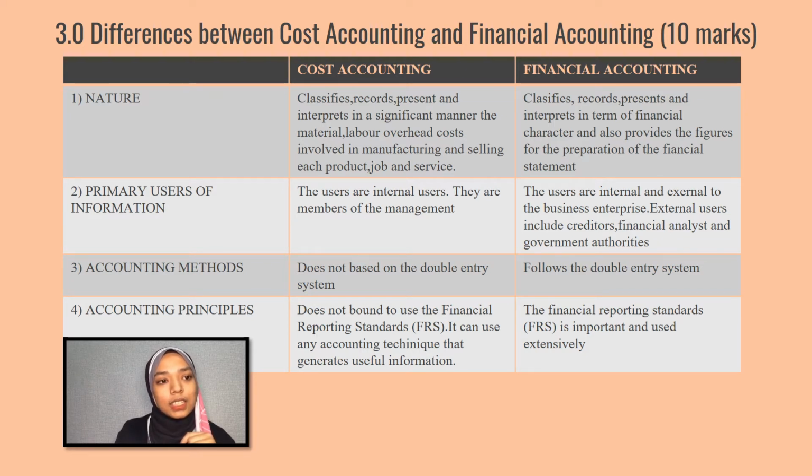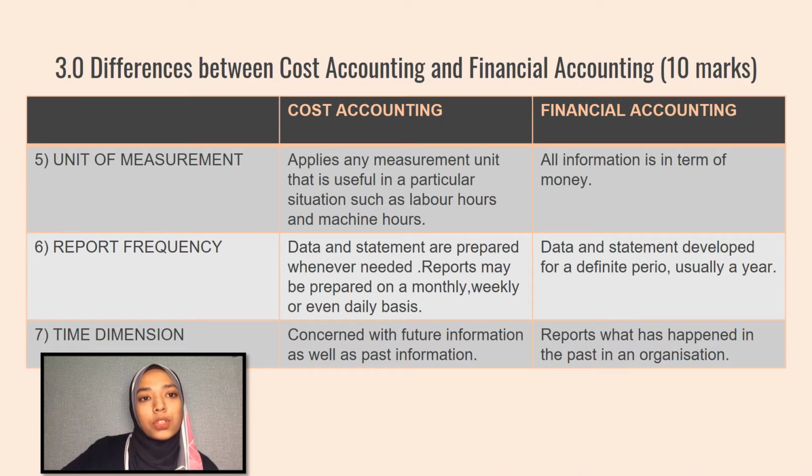And the third is accounting method. Cost accounting is not based on the double entry system. For accounting principle, it is not bound to use the financial reporting standard. They only use any accounting technique that generates useful information. Next, for unit of measurement, they apply any measurement unit that is useful in a particular situation, such as meter, kilometer, liter, and so on.